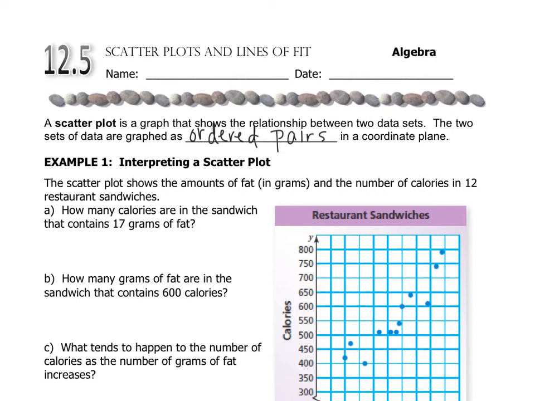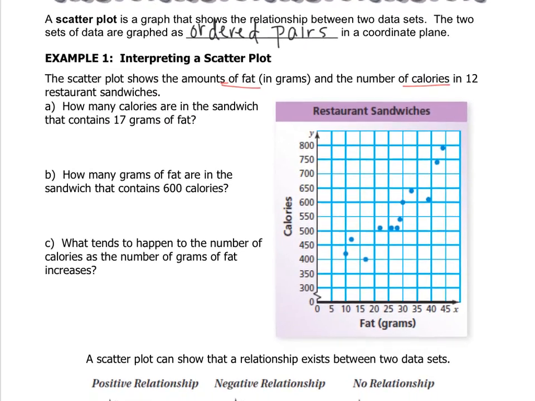In example 1, we've got a scatter plot, and it shows the fat compared to the number of calories in restaurant sandwiches. When you use a scatter plot, you're comparing two data sets that are related somehow, and you want to see what the relationship is between them. First question: how many calories are in a sandwich that contains 17 grams of fat? Very simply, you go to the chart, find about where 17 would be, and go up to where calories hits. This one hits, I would say, probably this dot right here, 400 calories.